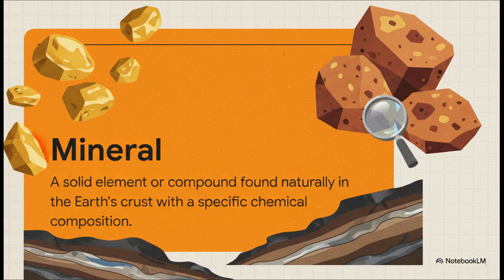Okay, so what exactly is a mineral? Well, don't let the formal definition scare you. Simply put, it's any solid element or a compound that's just naturally there in the ground. So it could be a pure element like gold, the shiny nuggets people find, or it could be a compound like this reddish rock called bauxite, which is what we use to get aluminum.